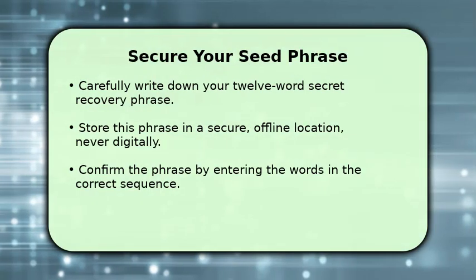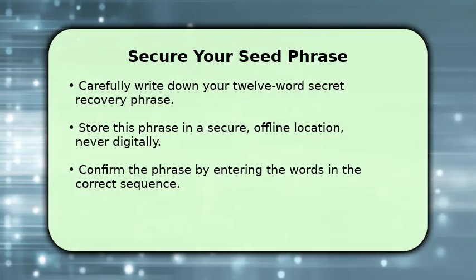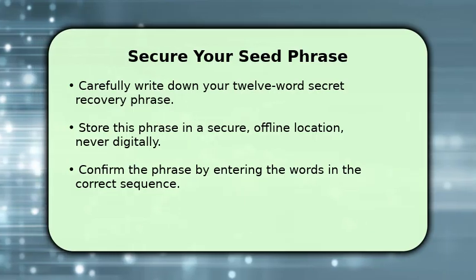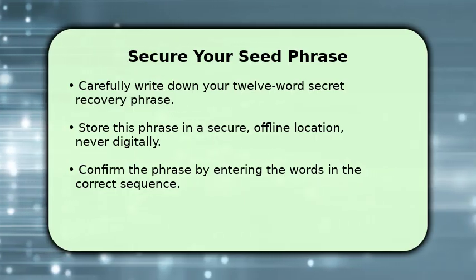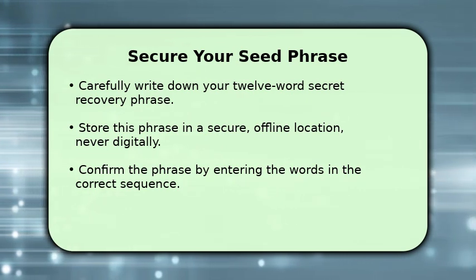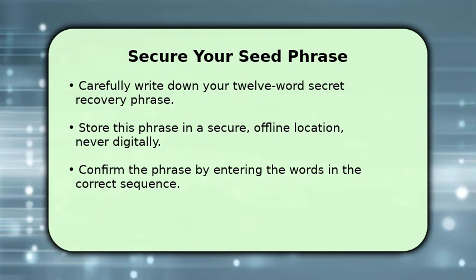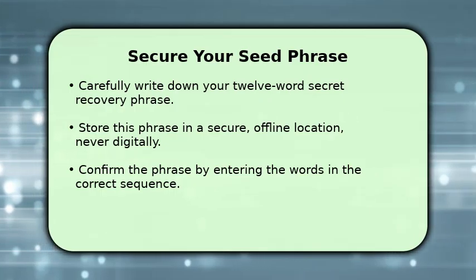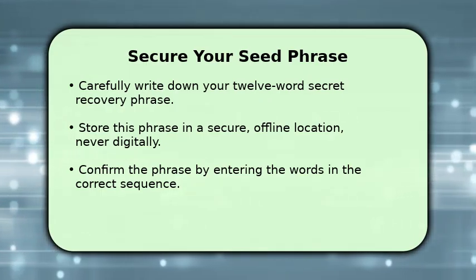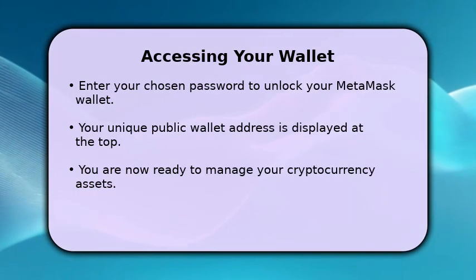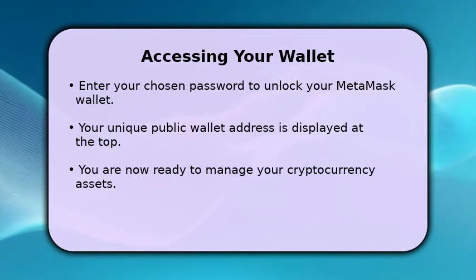The most critical step is securing your secret recovery phrase, also known as your seed phrase. This is a 12-word sequence that grants full access to your funds. Write it down on paper and store it in a safe, private place. Never share it with anyone or store it online. You will then be asked to confirm the phrase by re-entering the words in the correct order to ensure you have recorded it accurately. Congratulations, your MetaMask wallet is now set up.